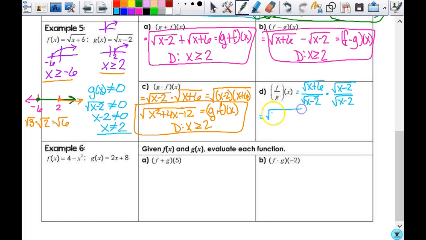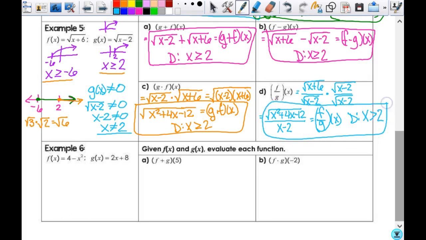That gives me the square root of x squared plus 4x minus 12 over, and then what's the square root of x minus 2 times the square root of x minus 2? x minus 2. That's why you did it, to make the square root go away, right? x minus 2. And that's equal to f over g of x. Okay, now, my domain has a little bit more of a restriction. I had that x was greater than or equal to 2. Now I'm saying x cannot equal 2. So that means that x has to do what? Greater than 2. Very good. There's my whole answer.